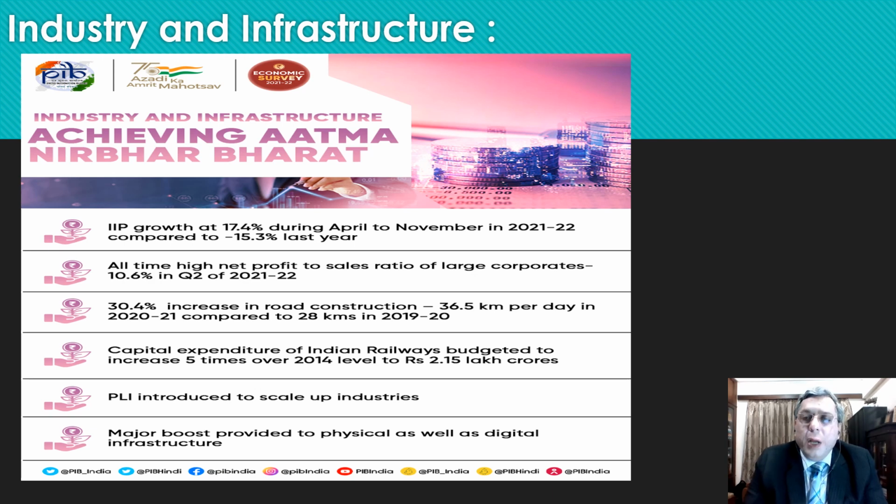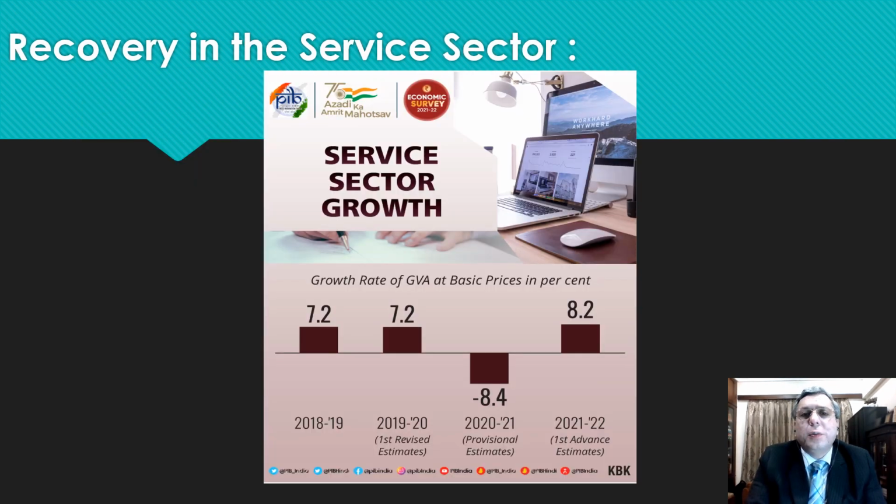PLI, production linked incentive schemes, have been introduced to scale up key industries in 14 areas already. Major boost is provided to physical as well as the digital infrastructure. So the government has been looking at debottlenecking not only the physical, but also we are leapfrogging straight away into the digital infrastructure. A lot of initiatives have been taken on that side as well.